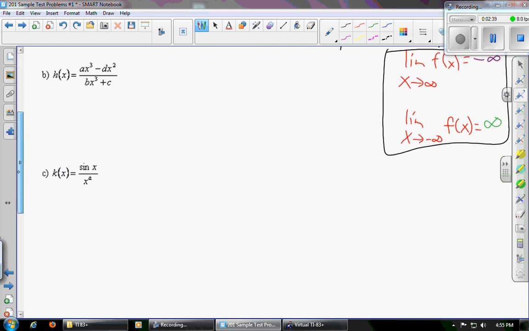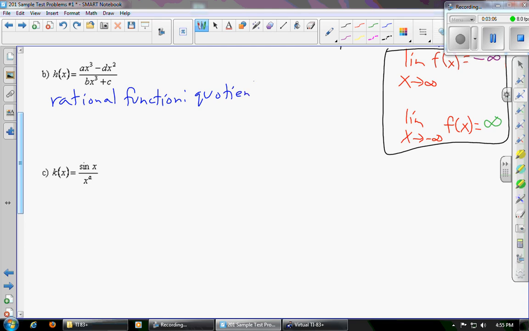Let's take a look at part B. H of x equals ax cubed minus dx squared over bx cubed plus c. First thing to do is identify the kind of function that we're looking at. This is a rational function because it's a ratio of one polynomial to another. And again, end behavior, so we just need to know the theorem. The theorem here says that the end behavior is determined by the quotient of the leading terms.